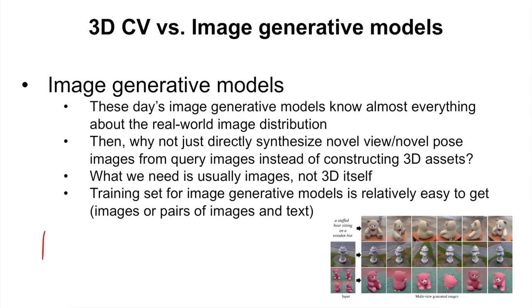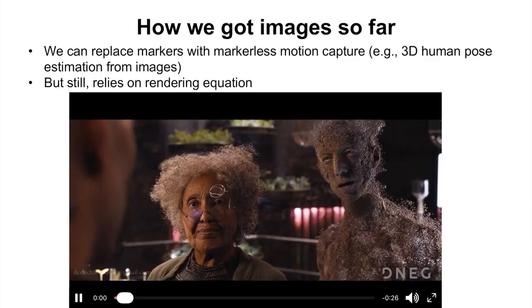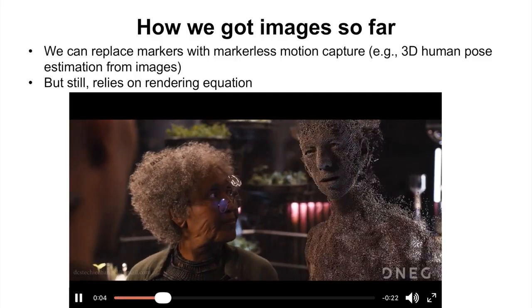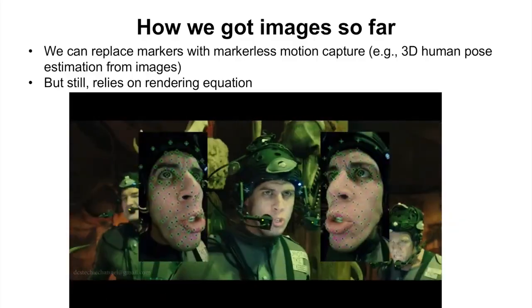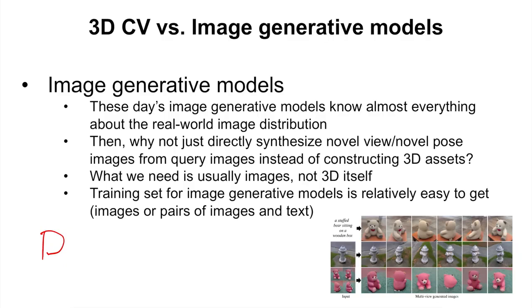Let's see this example. We actually do not need the 3D stuff. All we need is always images, rendered stuff, right? Then why not just skip the 3D stuff and directly render images, high-quality images, in this image space while skipping the 3D stuff using a generative model? That is the approach these days.